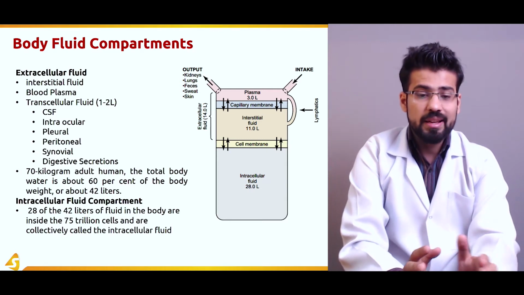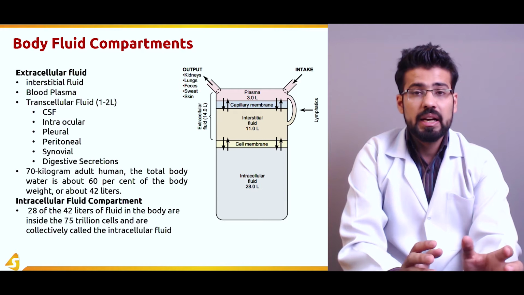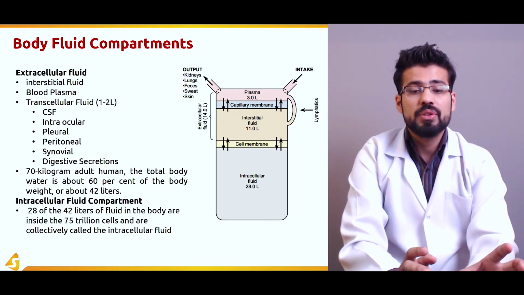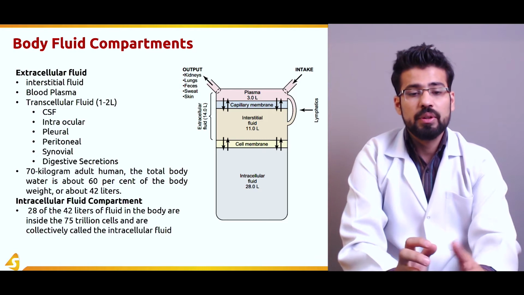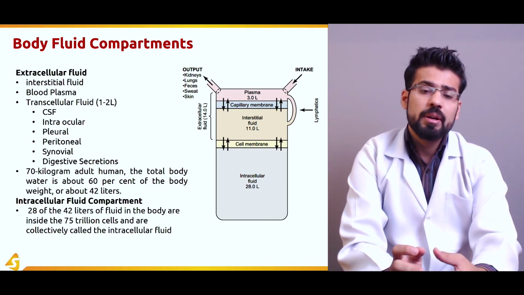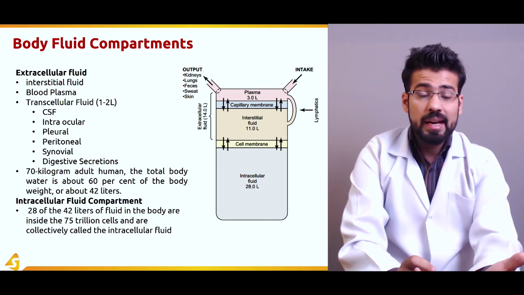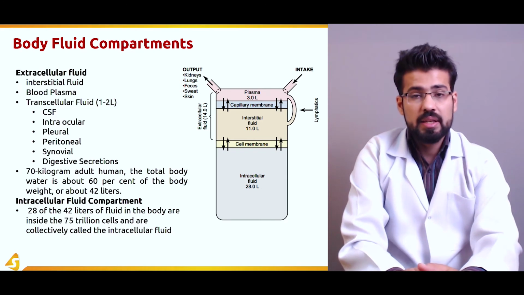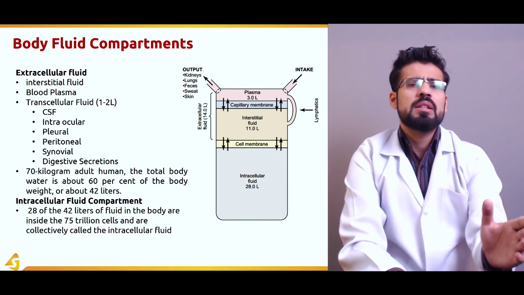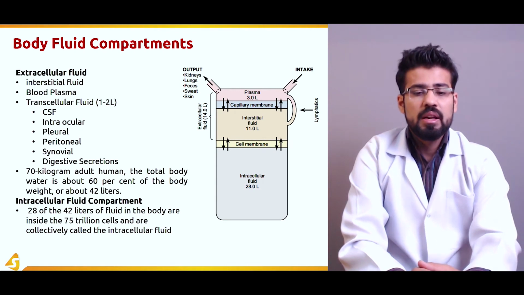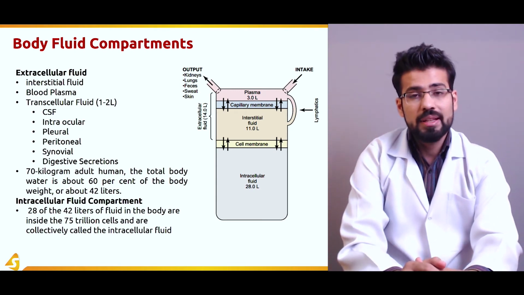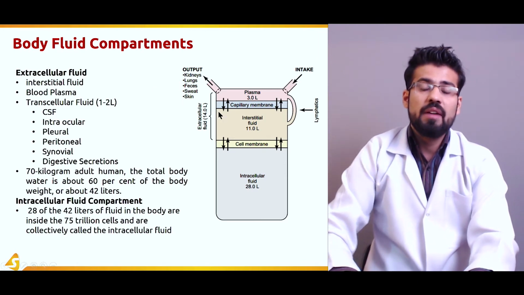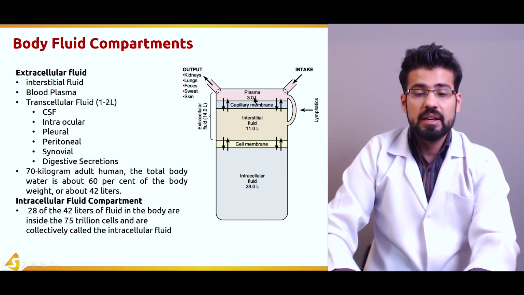So, to summarize, in a 70 kg adult, the total body water is about 60% of the body, and that is about 42 liters. In terms of the intracellular compartment, 28 of the 42 liters of body fluids are inside the cells, and the body contains about 60 to 75 trillion cells. Collectively they are called the intracellular fluid. If we have a look at this figure, there is an extracellular fluid of about 14 liters. The intracellular fluid is about 28 liters.